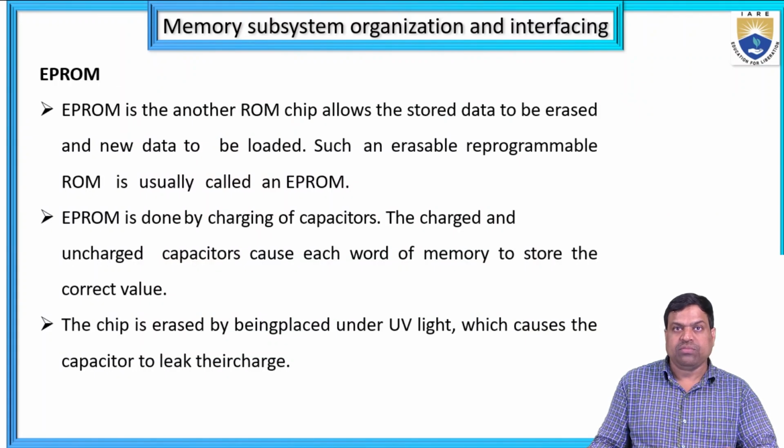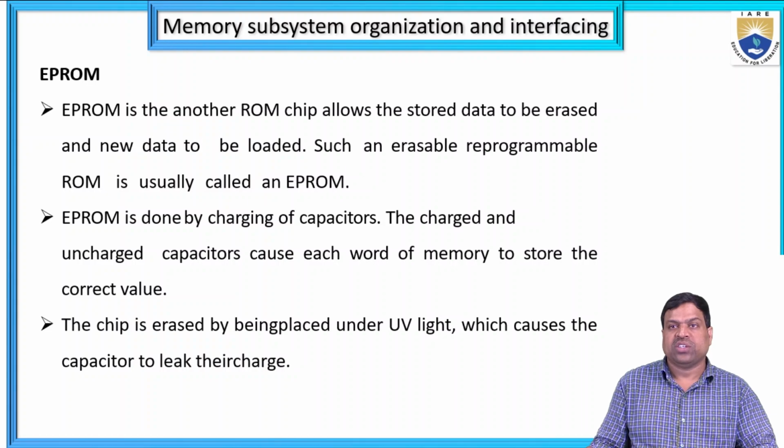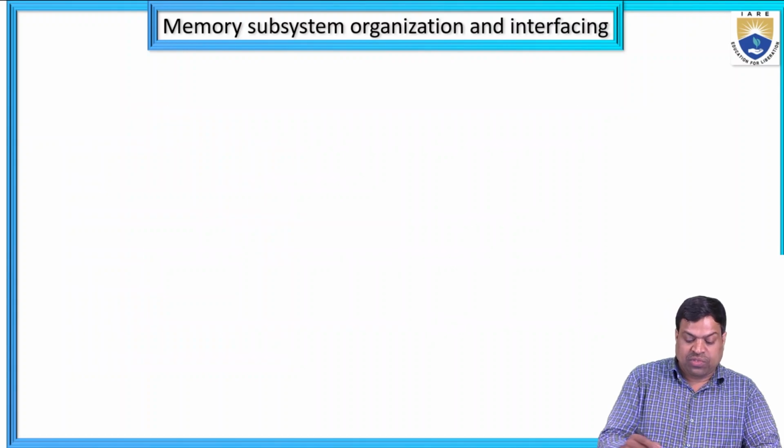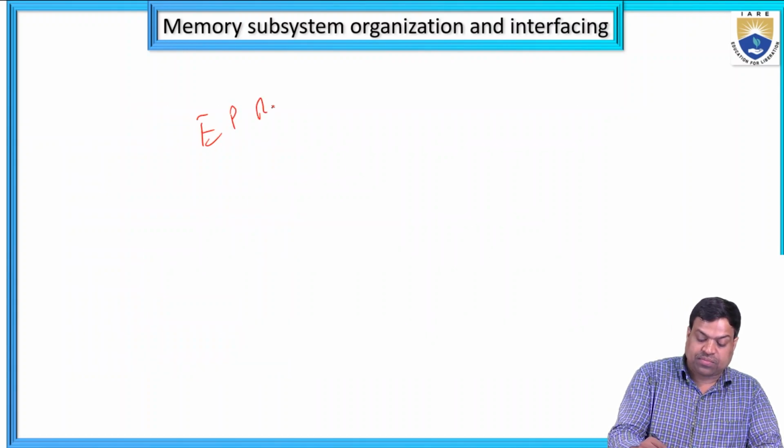So masked ROM is a non-erasable memory. The next one is the EPROM. EPROM is another ROM chip that allows the stored data to be erased and new data to be loaded. Such an erasable programmable ROM is usually called an EPROM. EPROM works by charging capacitors. The charged and uncharged capacitors cause each bit of memory to store the correct value. The chip is erased by being placed under UV light, which causes the capacitors to leak their charge. So the EPROM is an erasable memory.